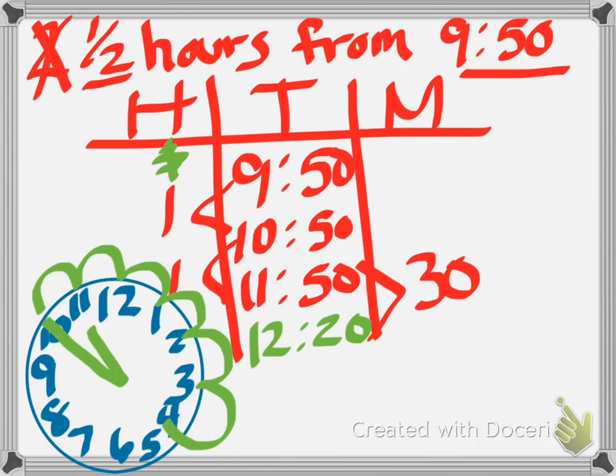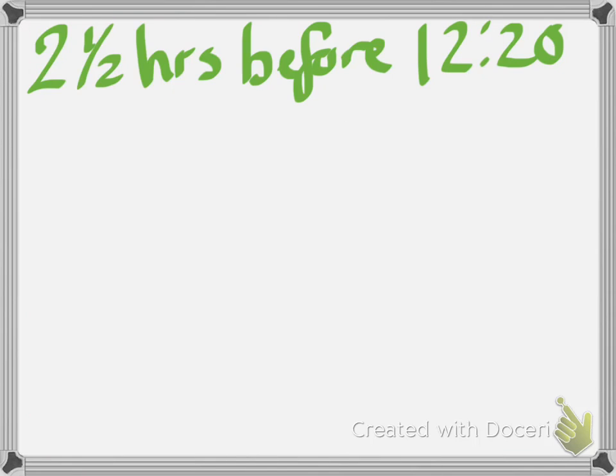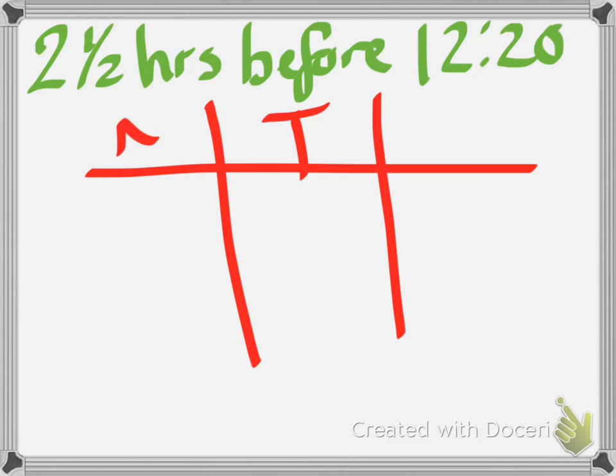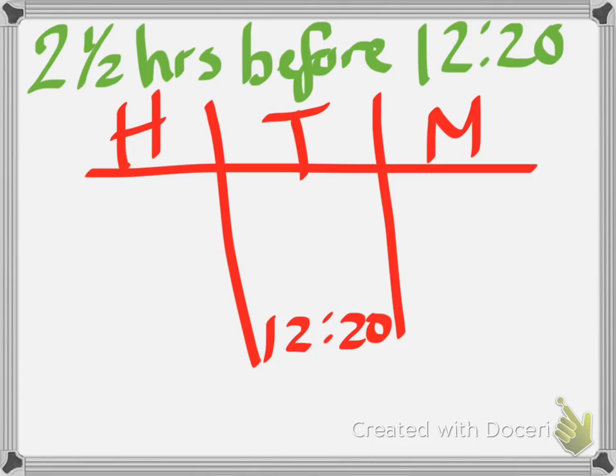Let's go ahead and do another one that's a little bit different. Okay, this time we're going to be working backwards, and we are going to be saying 2.5 hours before 12:20. We do our same graphic organizer, and we do what we know first. 2.5 hours before 12:20. So we don't know what our start time is, but we do know what our finish time is. And our finish time is 12:20.